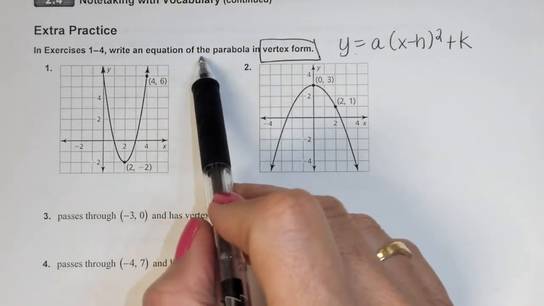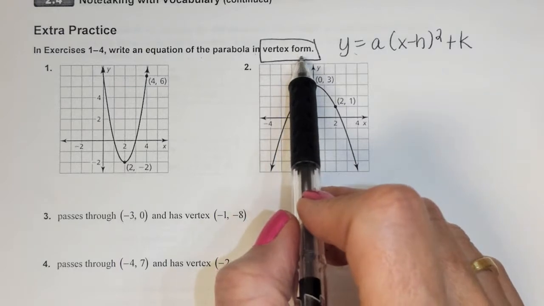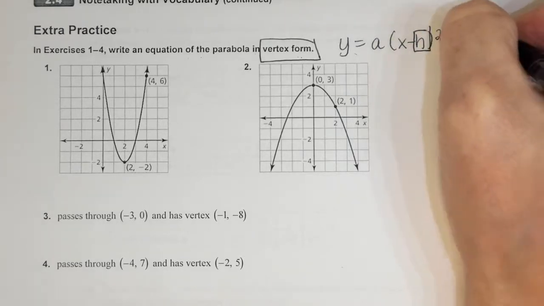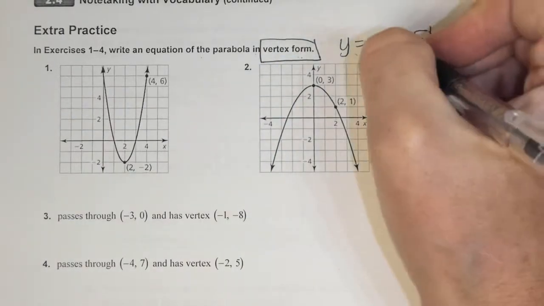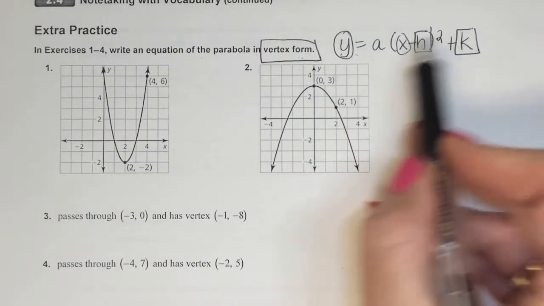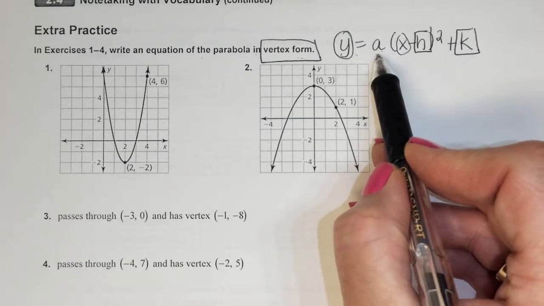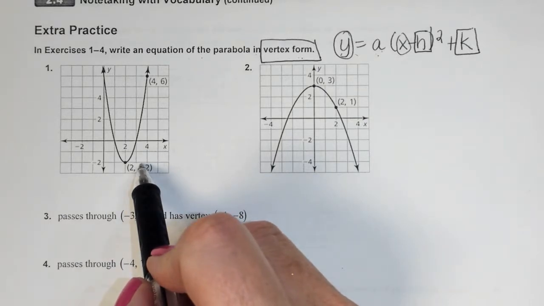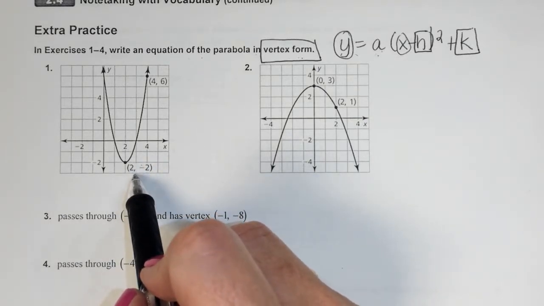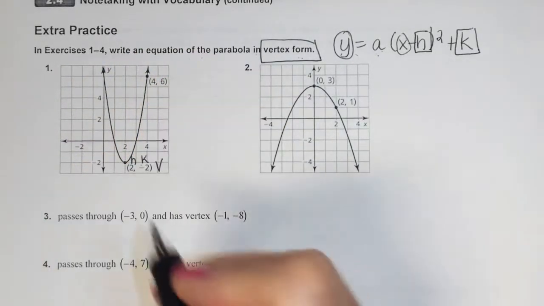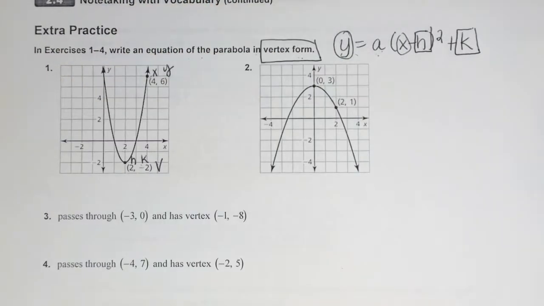Okay, so now we're trying to find an equation of the parabola in vertex form. I have to know the vertex. The vertex gets plugged in for H and K. I must know another point, X and Y. I have to know all of that in order to solve for this A value, which is 1 over 4p. We're going to do the first problem. Is this point a vertex? Yeah, this is a vertex. Therefore, this is H and this is K. This is just some random point, X and Y. We'll go ahead and use it.